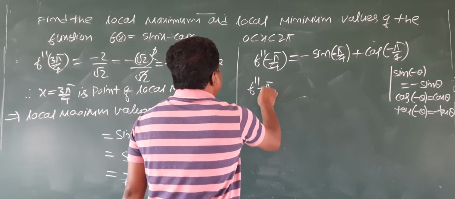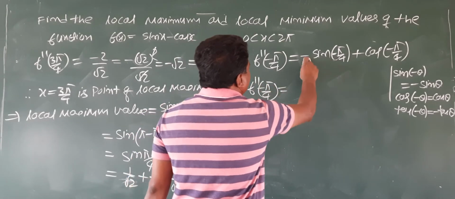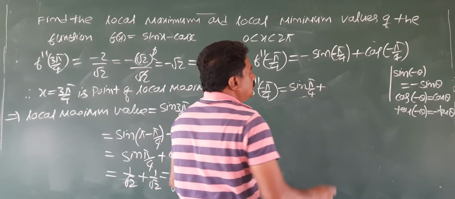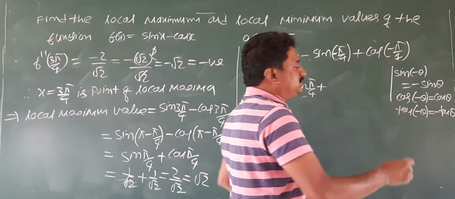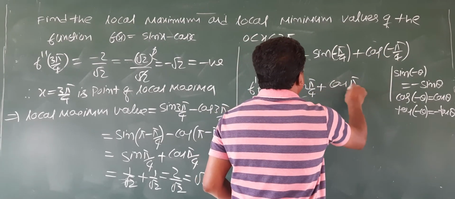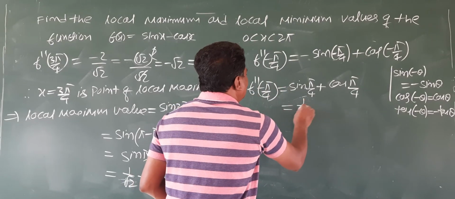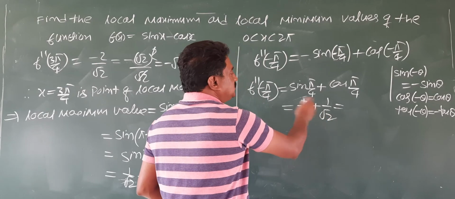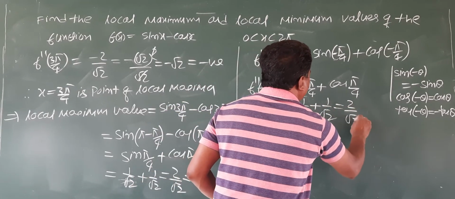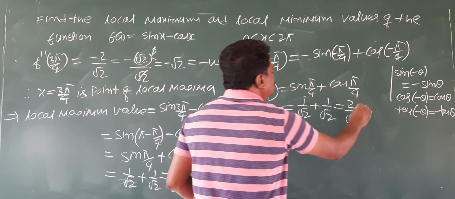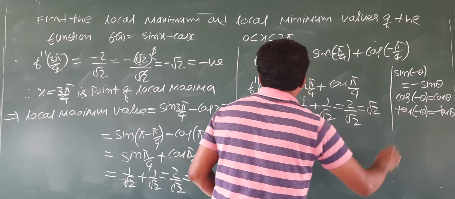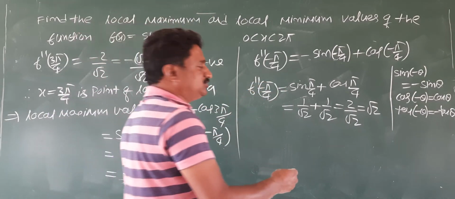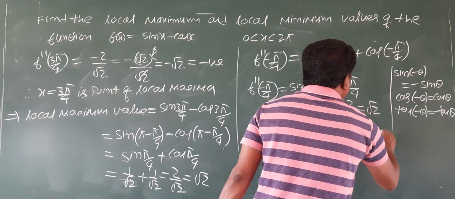F double dash minus pi by 4 is plus sin pi by 4 plus, what is cos minus theta? Cos theta. Cos pi by 4. So it is 1 by root 2 plus 1 by root 2. Same denominators, add the numerators. So 2 by root 2. You write 2 as root 2 whole square. It is root 2. Positive or negative, students? Positive. So I am getting positive.